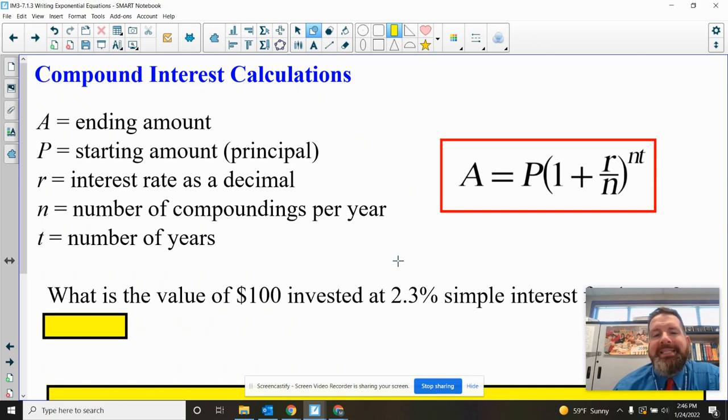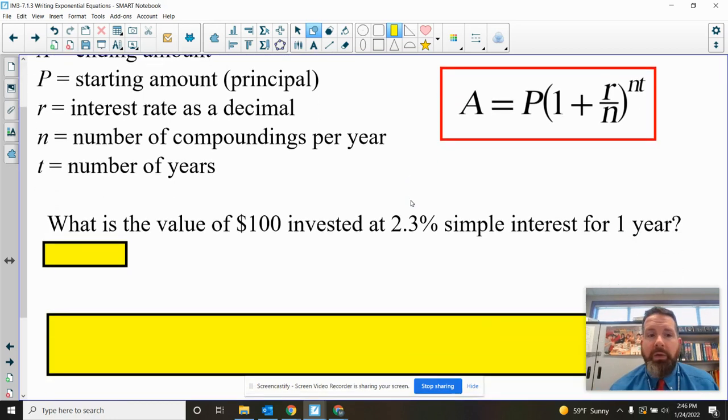N is how many times your interest is compounded per year. And this varies from case to case. Even with some banks, they'll do interest every month. Some banks will do interest only twice a year. And it makes a little difference in what your ending amount is. And then T is always measured in years, the number of years for something to occur. So let's put this into practice.